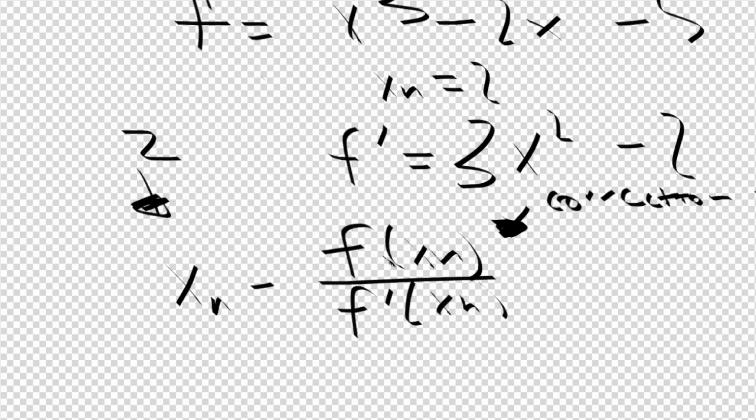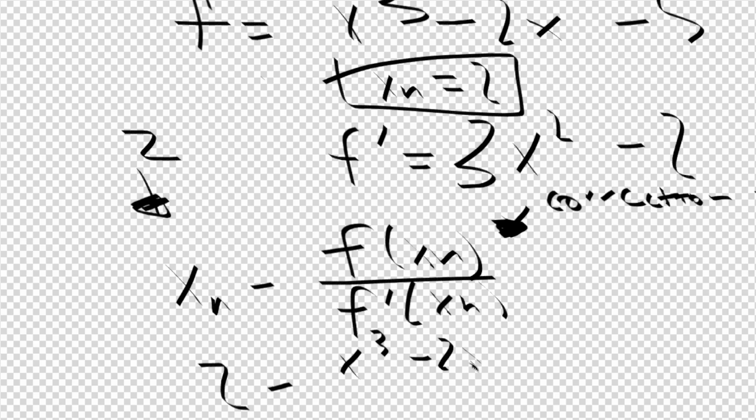So this is what you have to do, and fortunately for us, they give us a pretty good guess. If I had to guess, I'd probably pick a little bit closer to like 1.8, but again, I guess they wanted to use an integer value. So we plug in the values that we know: 2 minus f of x of n, which is just x cubed minus 2x minus 5, over 3x squared minus 2. But since these are both functions of x of n, we can just write x of n right here.